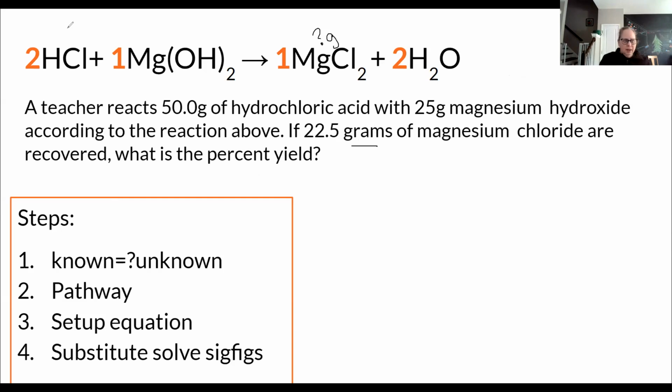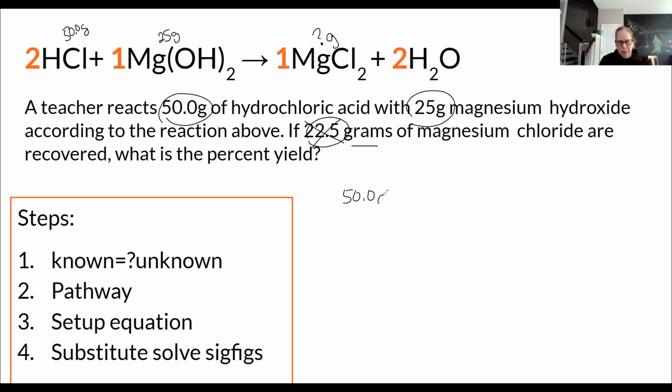Grams. Okay. So I have 50 grams of hydrochloric acid, 25 grams of magnesium hydroxide, and I'm going to get so many grams of magnesium chloride. So where is my known equals question mark unknown? I have 3 distinct numbers. Well, I already figured out that's the actual yield, so I'm not going to need that in my stoich. I have 2 knowns. I'm actually going to have 2 stoichs.